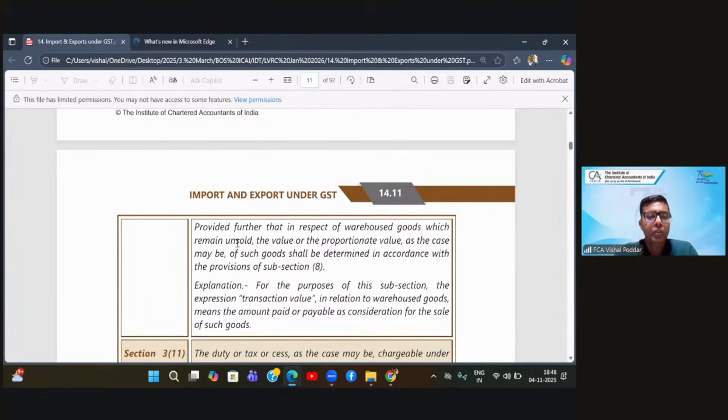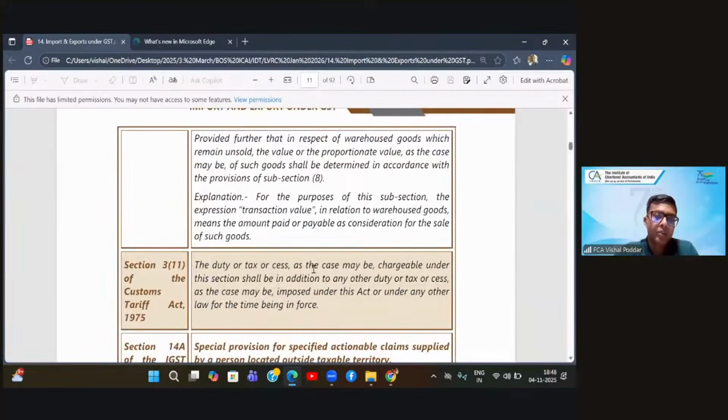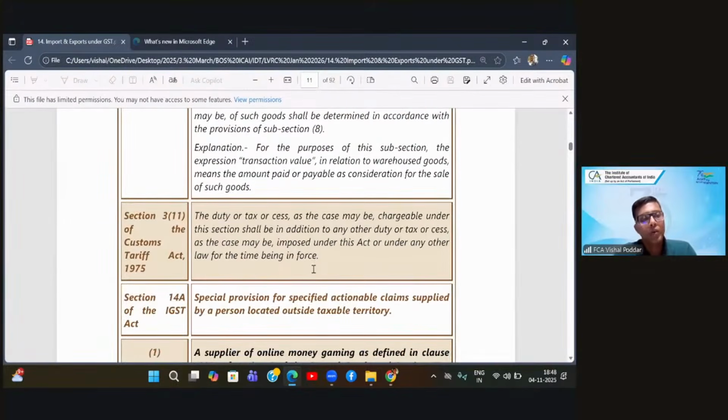Provided further that in respect of warehouse goods which remain unsold. Now, why you have to find out the value for unsold? But if it is unsold, no GST, no customs. Sorry, this is where customs law is different. So even if you do not clear the goods and the time period until which the goods can remain in the warehouse is expired, still there is a duty liability triggering on the goods. That is where this proviso is applicable or useful. So provided that in respect of warehouse goods which remain unsold, the value or the proportionate value as the case may be of such goods shall be determined in accordance with provisions of section 8. So this is how entire valuation mechanism will be applicable.